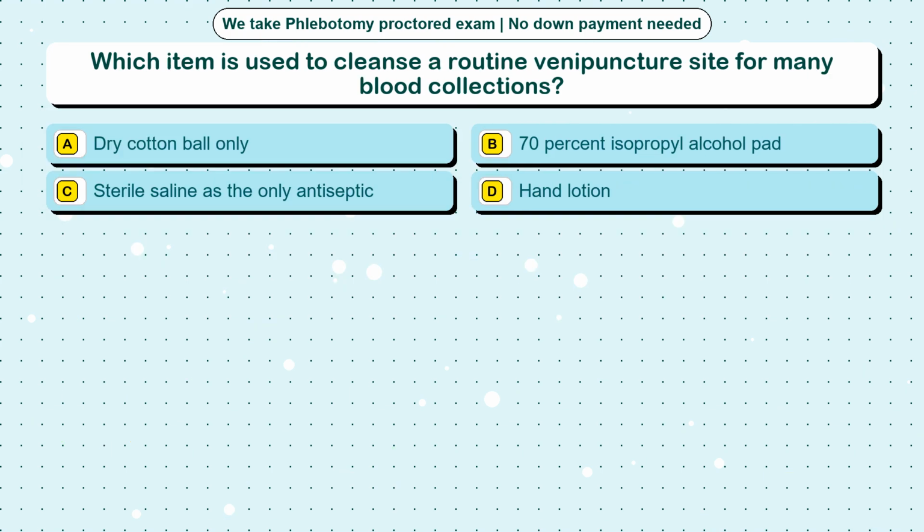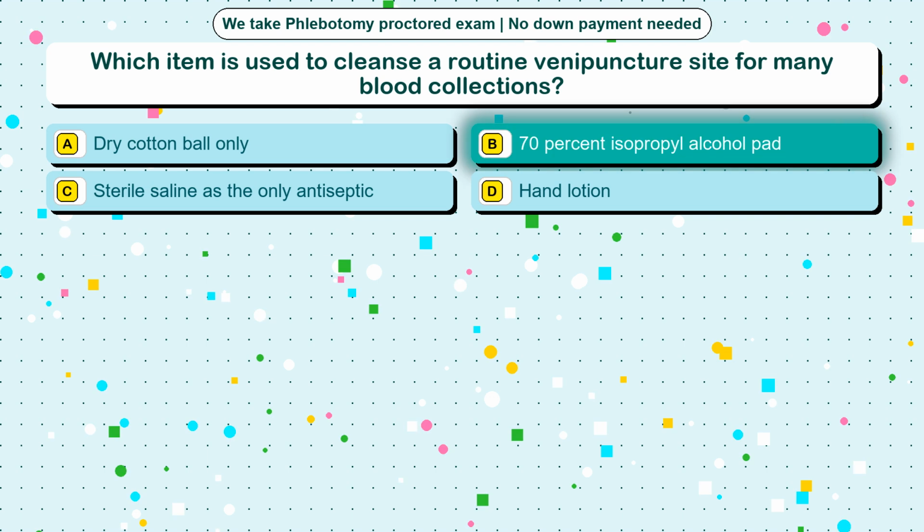Question 48. Which item is used to cleanse a routine venipuncture site for many blood collections? Option A. Dry cotton ball only. Option B. 70% isopropyl alcohol pad. Option C. Sterile saline as the only antiseptic. Option D. Hand lotion. The correct answer is option B.